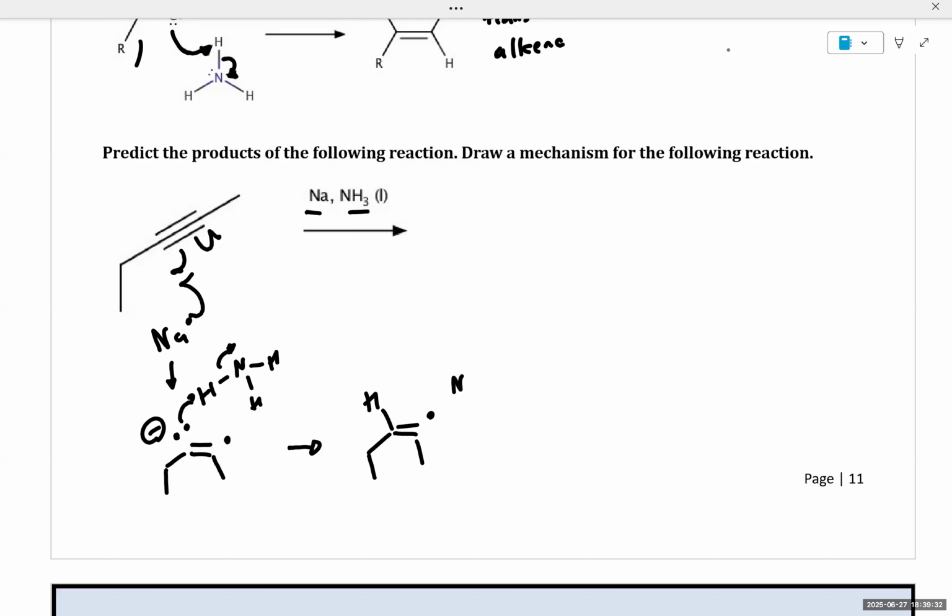From here, I'm going to draw this like so. From here, we end up with sodium donating a second electron from a second equivalent of sodium. That in turn generates an anion. And that anion is then protonated.